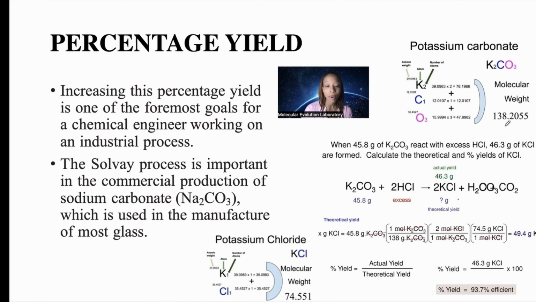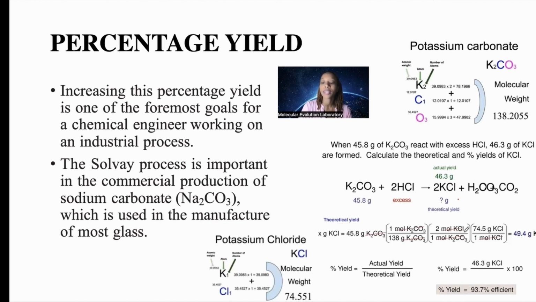The Solvay process is important in commercial production of sodium carbonate, which is used in manufacturing of glass. When 45 grams of potassium carbonate reacts with excess hydrochloric acid, 46.3 grams of potassium chloride are formed. So how do we calculate the theoretical yield? We basically use the 45.8 grams of potassium carbonate, and we convert what 1 mole of potassium carbonate is, which is 138 grams. We also convert 2 moles because we get 2 moles of potassium chloride.